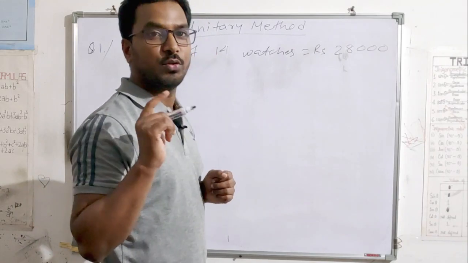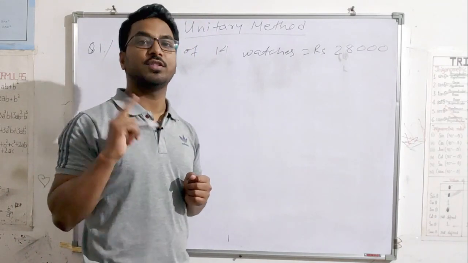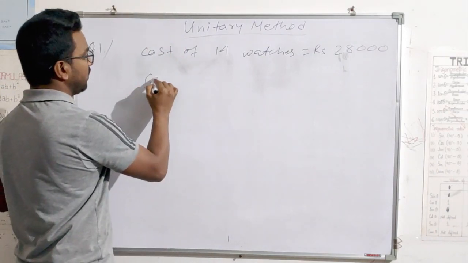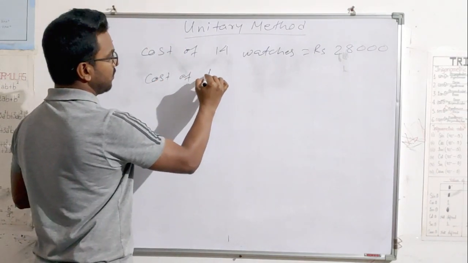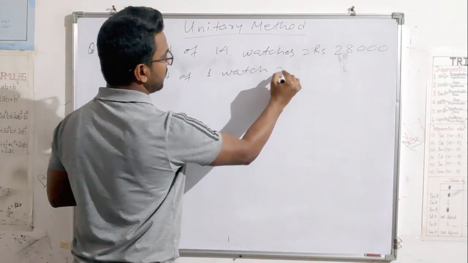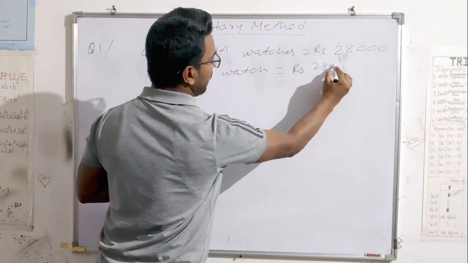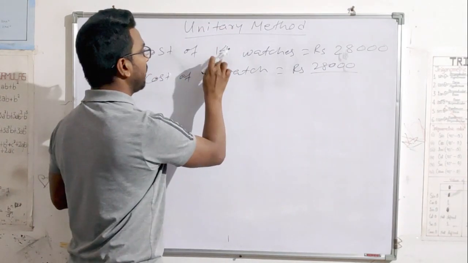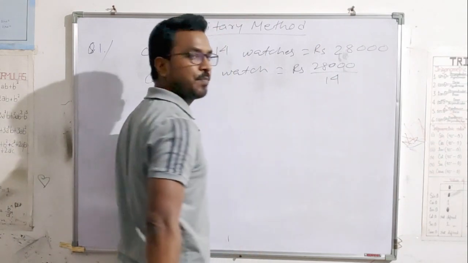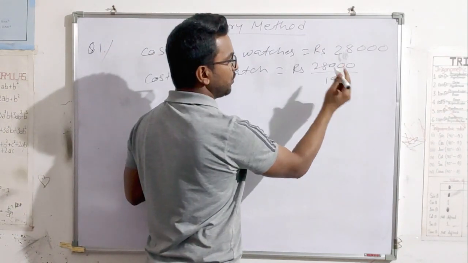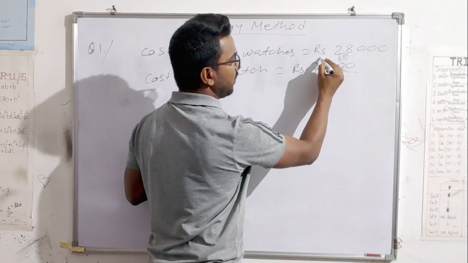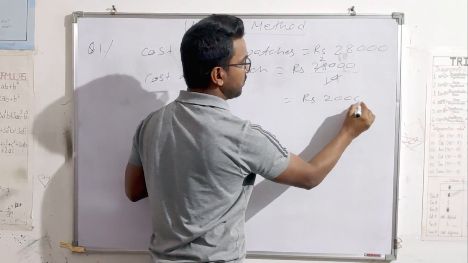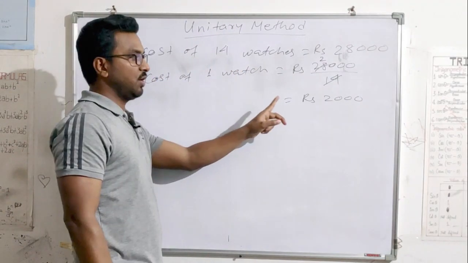To find the cost of 20 watches, first we have to know the cost of one watch. So we'll write: cost of one watch equals rupees 28,000 divided by 14. Okay, so 14 twos are 28. So the answer is 2000. So the cost of one watch is 2000.